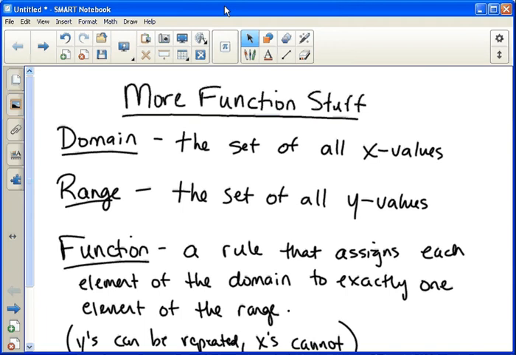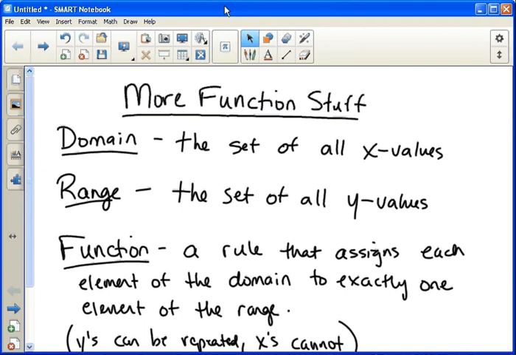Domain is the set of all x values. So all the x values that are allowed in the function would be the domain. The range is the set of all y values that the function can have. So remember, domain is all the x's, range is all the y's.